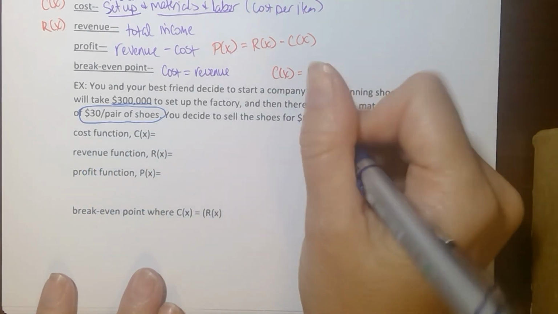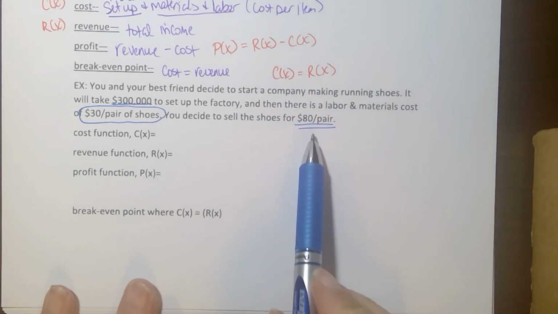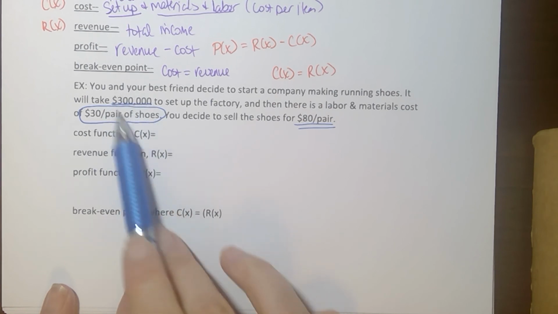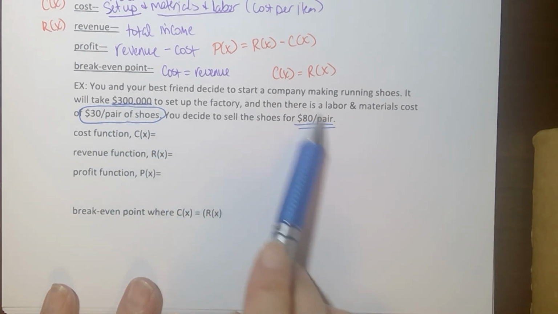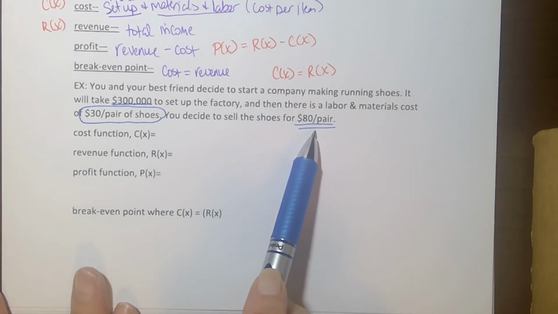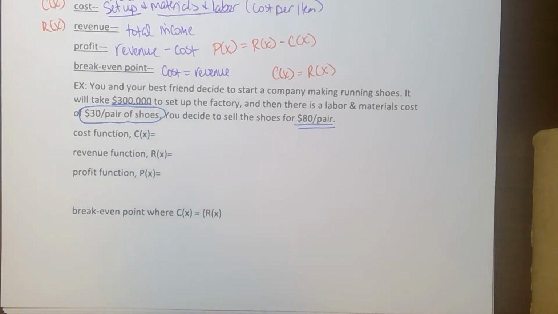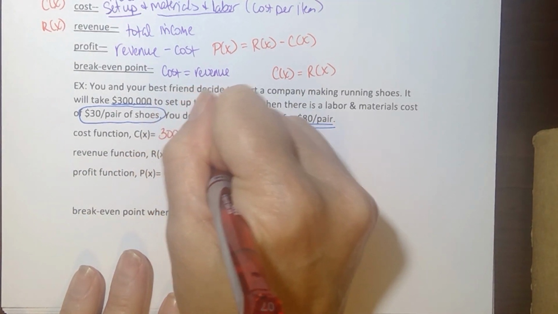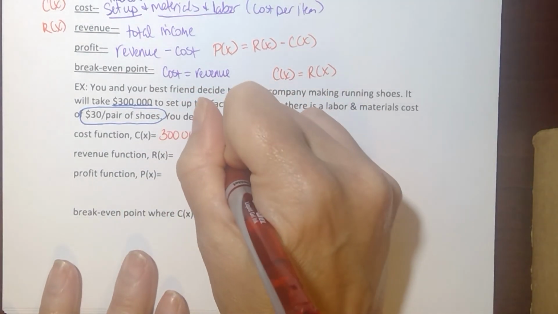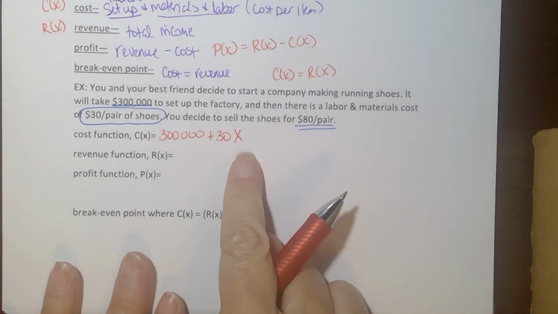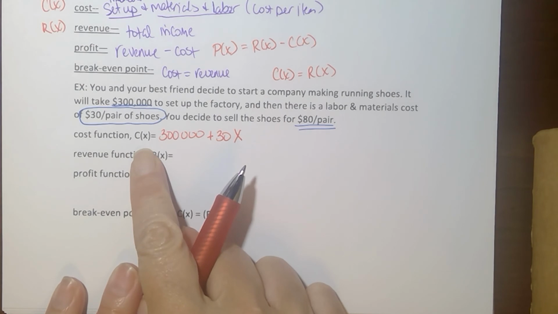You decide you're going to sell the shoes for $80 a pair because you want to make some money, right? You can't sell them for $30 because then you're in debt this $300,000 and you're not making anything. So you've got to make back your money, and you've got to eventually want to turn a profit. So let's look at our cost function first. My cost function is, well, I had to get a loan for that $300,000 to set up the factory. And then as I make shoes, it's going to cost me $30 per pair of shoes, where X is the pairs of shoes.